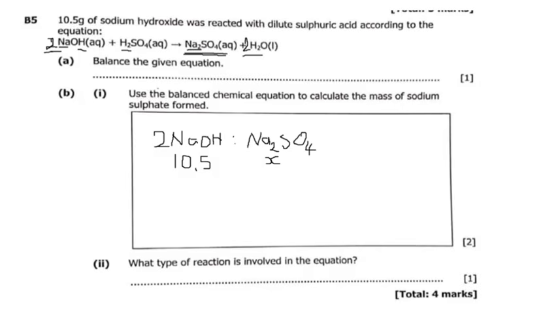After you have done this, you need to find the relative formula mass of sodium hydroxide, and also the relative formula mass of sodium sulfate. Then we are going to put them there, and then we'll do the cross multiply. So now if you check there, we have two atoms of sodium, and sodium has a mass number of 23. So 23 multiplied by 2, you are getting 46, like that.